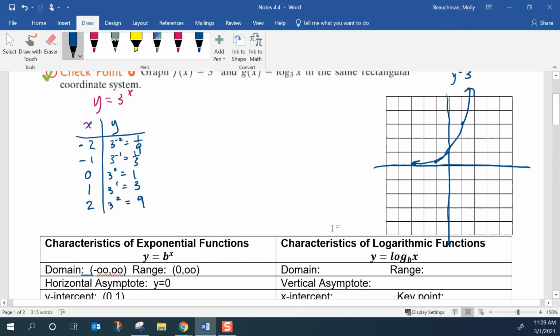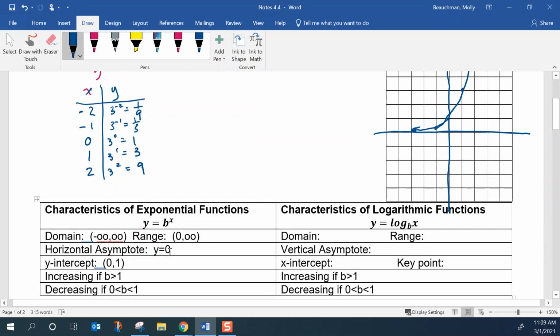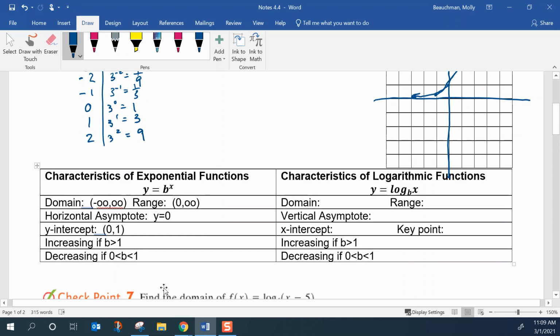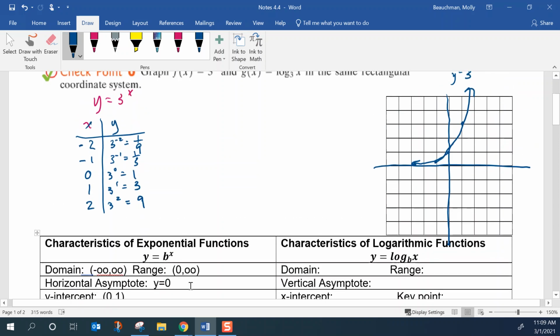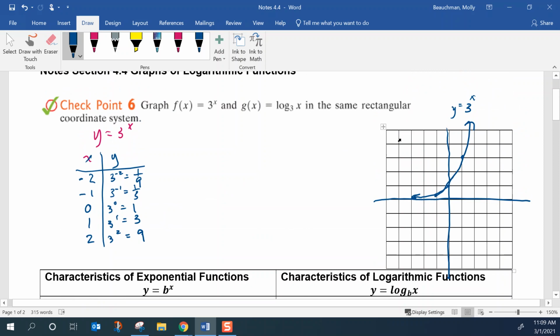Characteristics of exponential functions in general. The domain is all real numbers. The range is 0 to infinity. That makes a horizontal asymptote at y is equal to 0. The y-intercept is 0, 1. Our function is increasing if b is greater than 1. This is 3 to the power of x, so our function is increasing. And our function is decreasing if b is between 0 and 1. So if our function were 1/3 to the power of x, our function would be exponential decay.